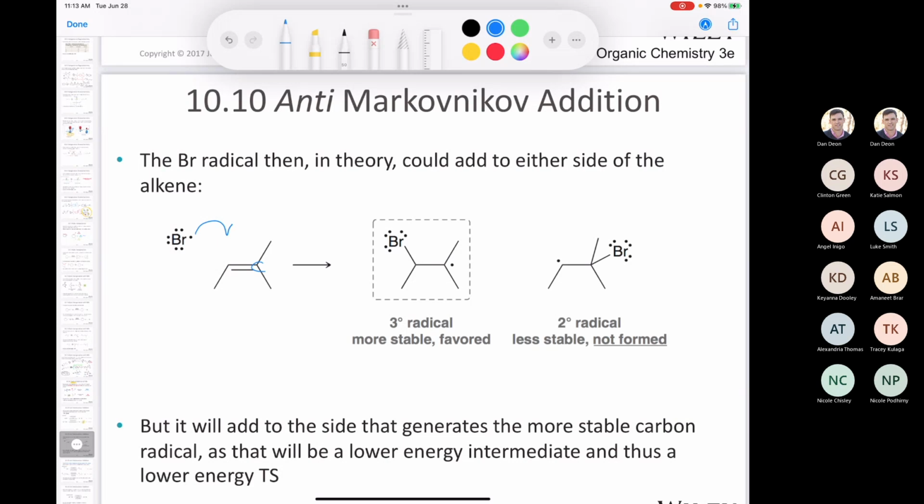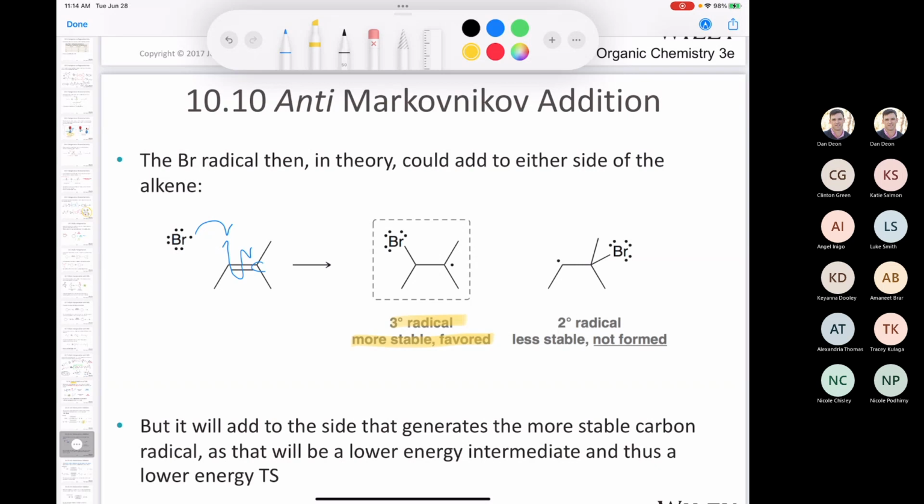The thing is, when we do that, there's nothing technically wrong with that. Let me just draw that a little better. There we go, like this. But we end up with a secondary radical. What's the difference between a tertiary and a secondary radical? Well, you can clearly see from the notes here that a tertiary radical is more stable and it's going to be favored. So that is why the bromine adds to the less substituted carbon.